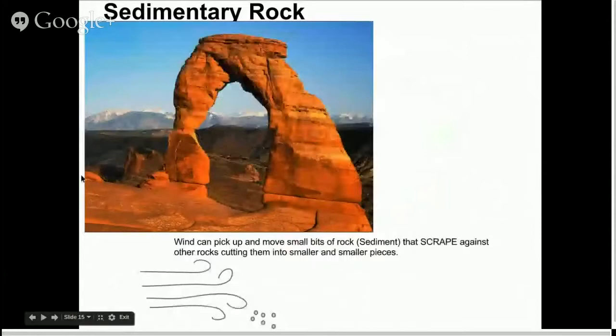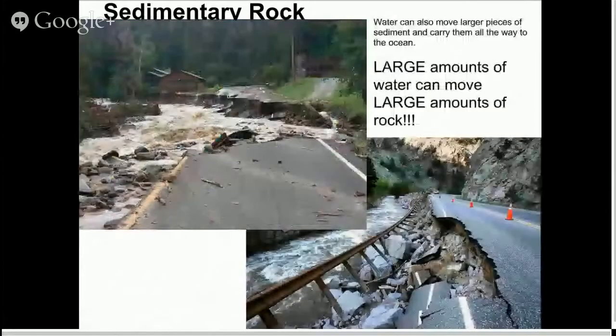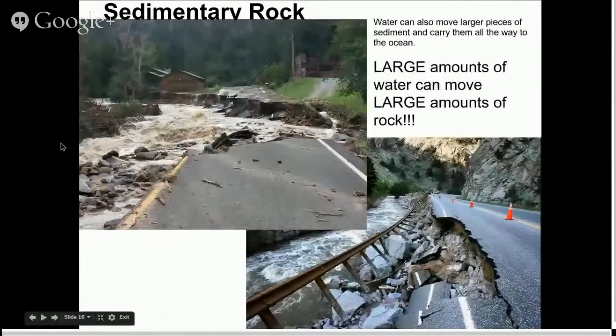Wind can also rip through sedimentary rock like this. This is sandstone in Utah. When wind rips through it, it scrapes against it. So a rock might come scraping against this, and then sand will be broken down. Floods. This was from the flood in Colorado last year. This was a picture from in the canyon, Boulder Canyon, and huge damage, and just water ended up taking all of this rock down with it. And those rocks scratch against each other and break down into smaller pieces.